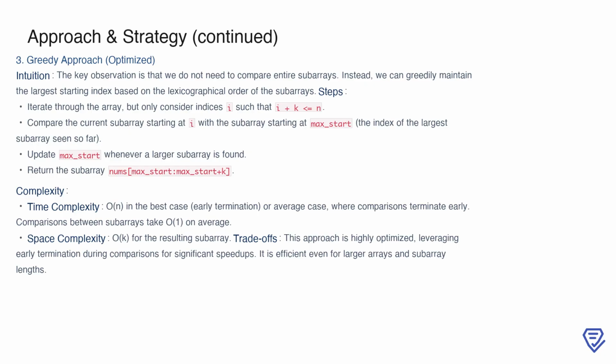The critical observation here is that we don't need to compare entire subarrays. Instead, we can stop the comparison as soon as we identify a difference. For each valid starting index i, we compare the subarray nums[i:i+k] with the subarray starting at max_start, updating max_start whenever a larger subarray is found. This approach leverages early termination during comparisons, significantly reducing the time required.